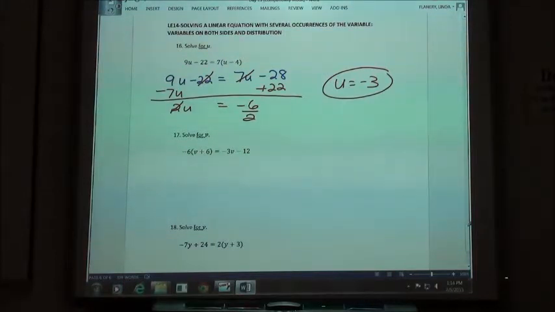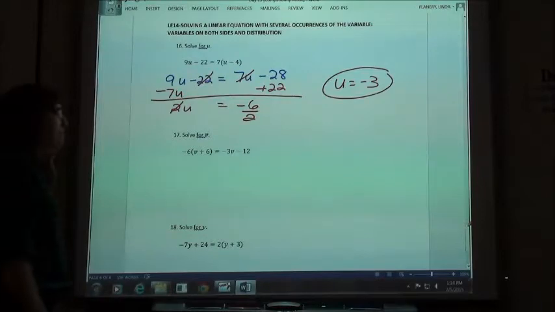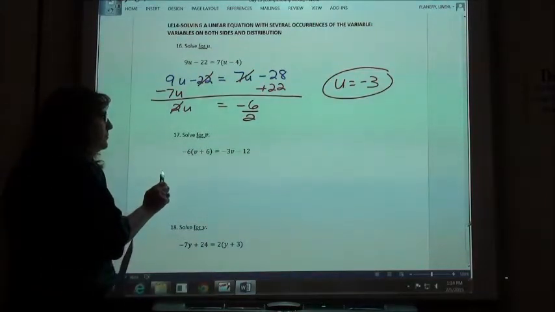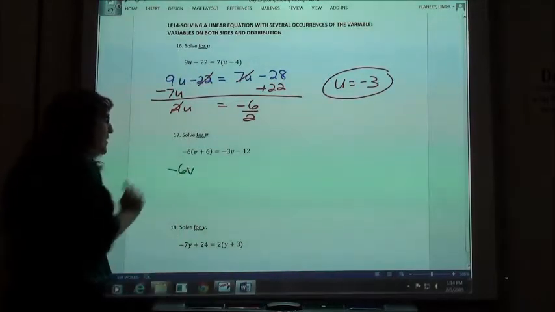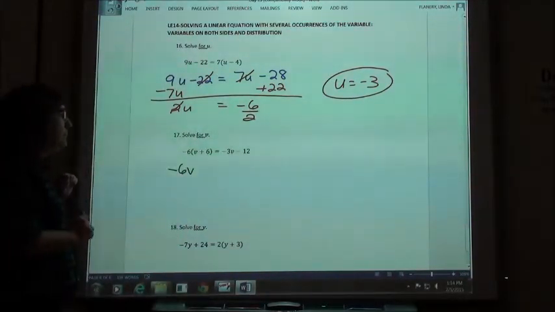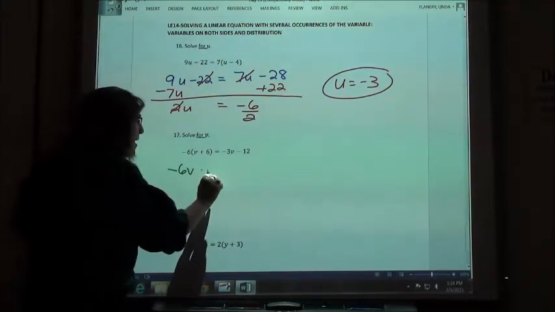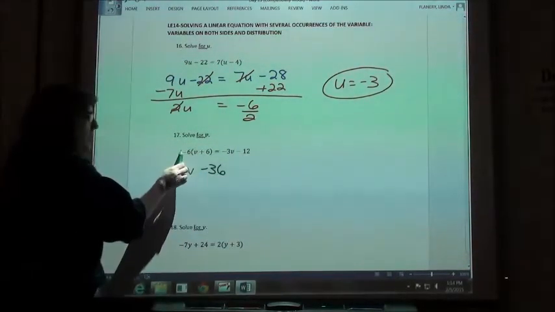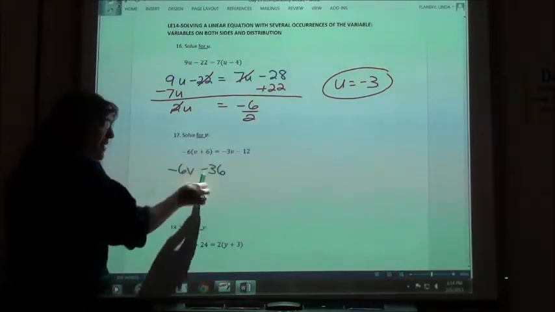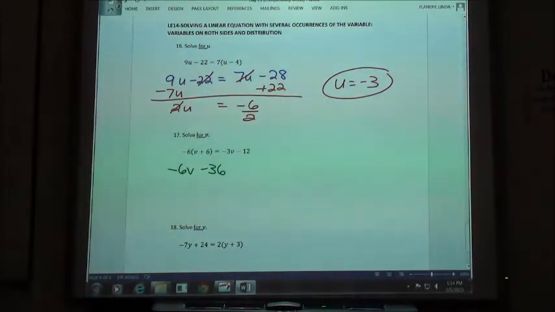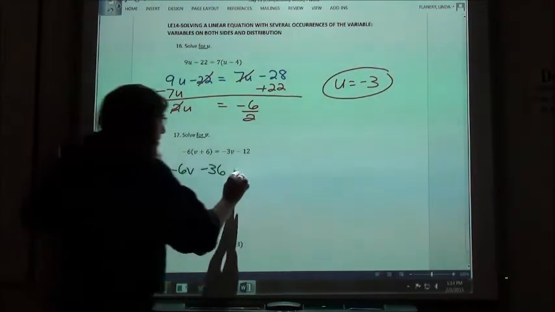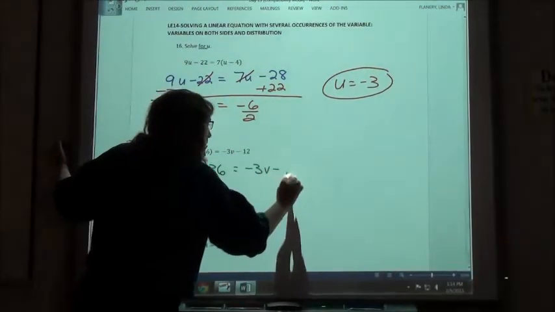So number 17, first thing, got to get rid of those parentheses. So on the left-hand side, I'm going to have what? Negative 6v minus 36, or negative times a positive is a negative. So negative 6v minus 36 equals negative 3v minus 12.